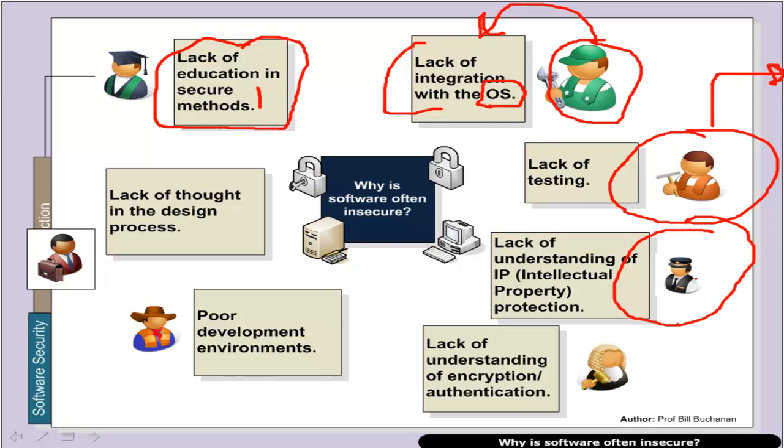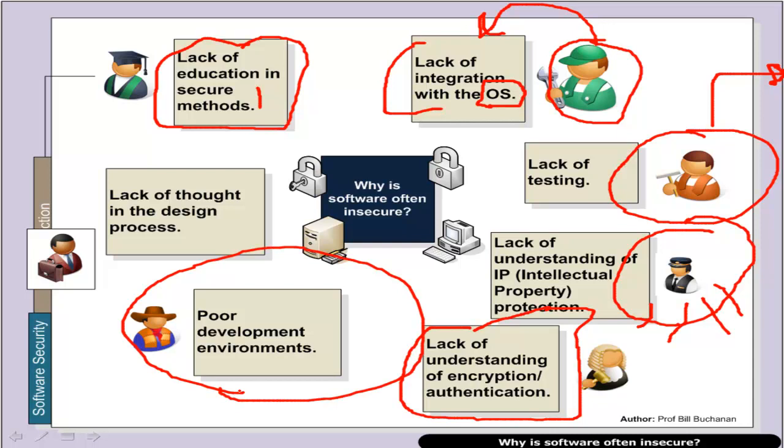There's also a lack of understanding of protection of intellectual property. If a company has invested a great deal of money in developing an application, it is important that it's protected so that it cannot be reverse engineered. There's generally been a lack of understanding of encryption and authentication. Often applications are written with very little understanding of the basic techniques involved in encrypting data and authenticating. There's also been poor development environments, but as we'll see, this has been largely replaced by the new environments such as Microsoft Visual Studio. And there's also a lack of thought that goes into the design process to make sure that security is built into it at every stage.